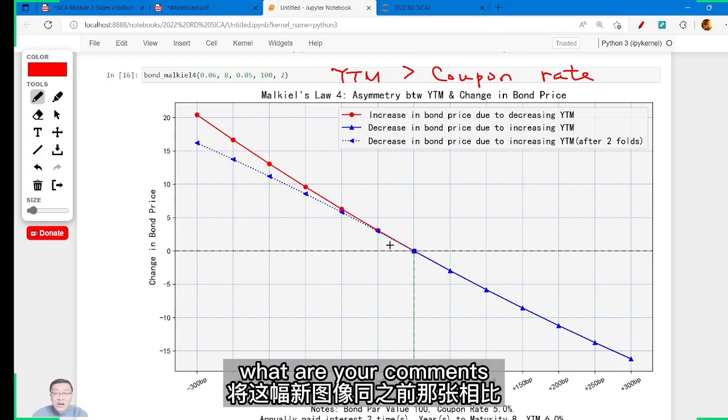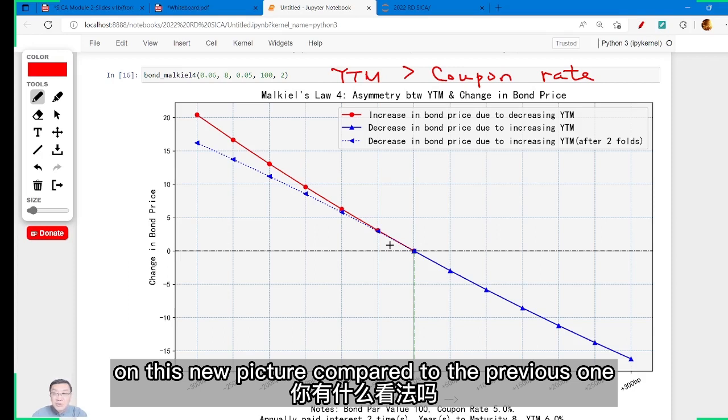So, what are your comments on this new picture compared to the previous one?